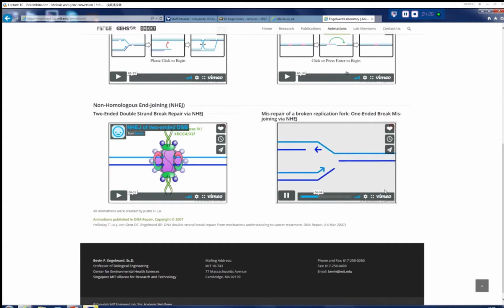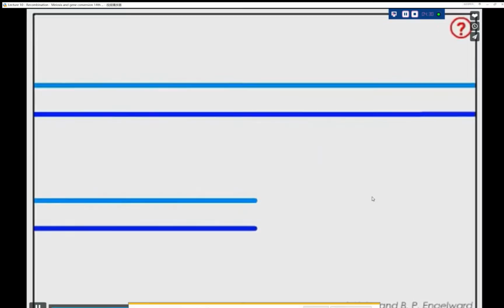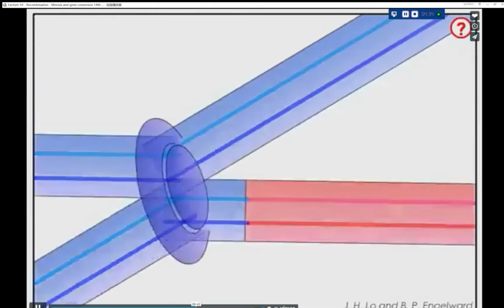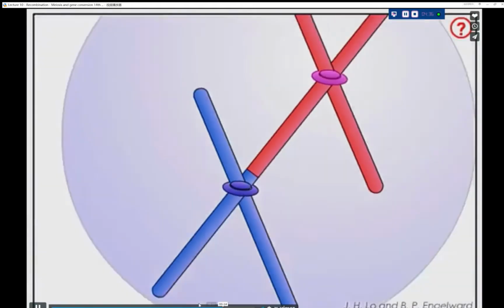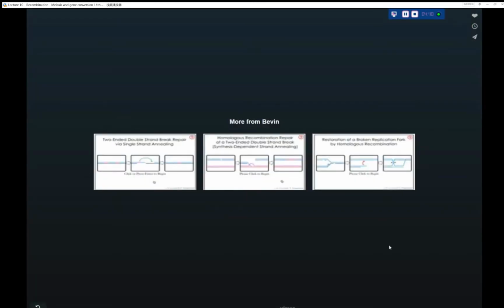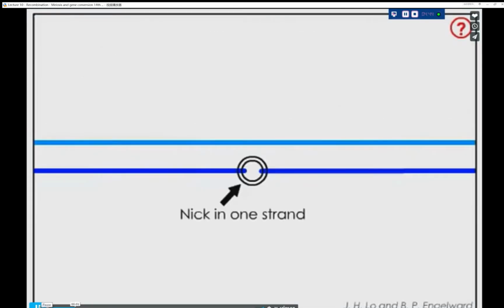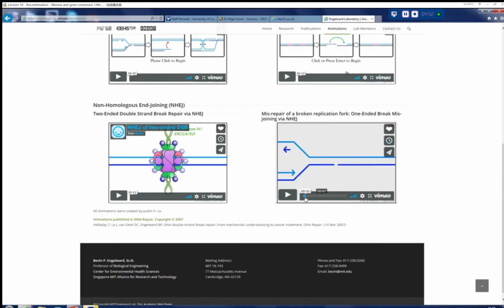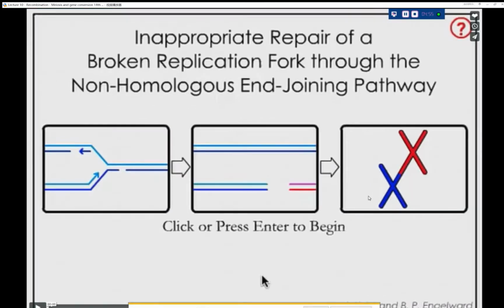How do I make that big? Okay. That's not the one I wanted to show you. Oh yes, it is actually. Take that back. Make that bigger.